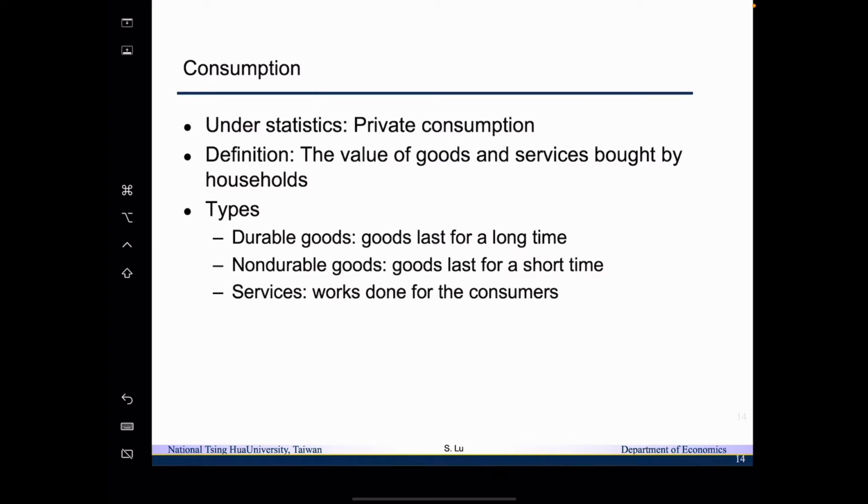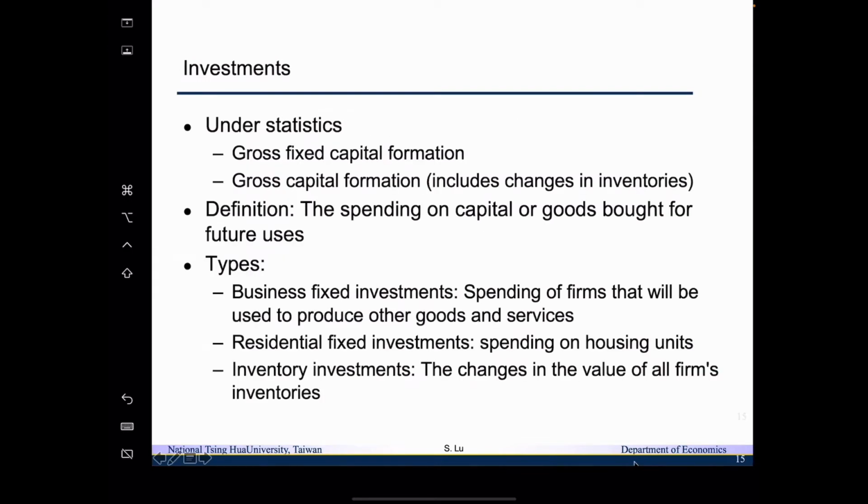Now let's move on to look at the second component of the national income account identity, which is investment. Investment under the government statistics is called gross fixed capital formation. If the category includes the changes in the inventory, which later on we will explain why changes in the inventory can also be included in investment, it is called gross capital formation.